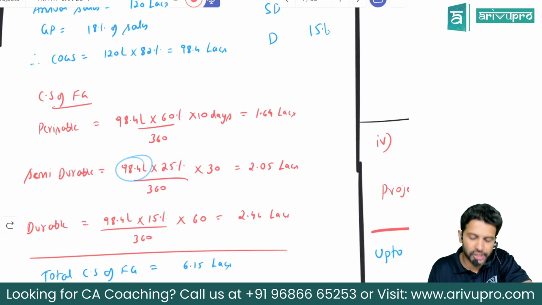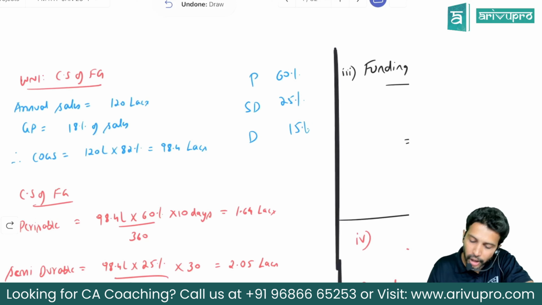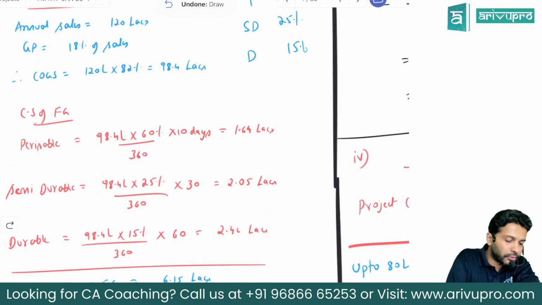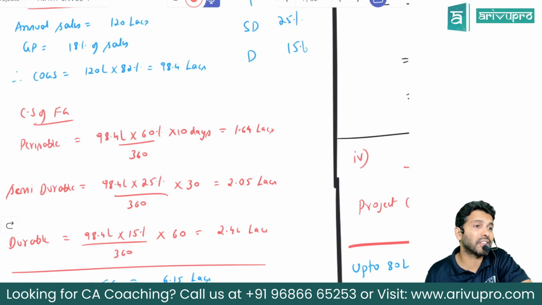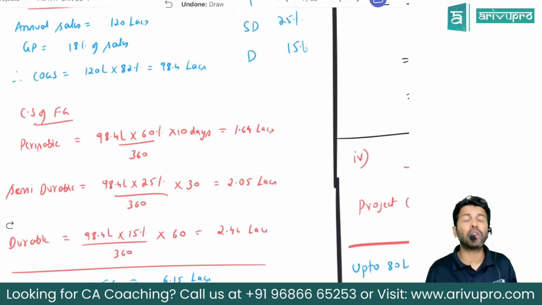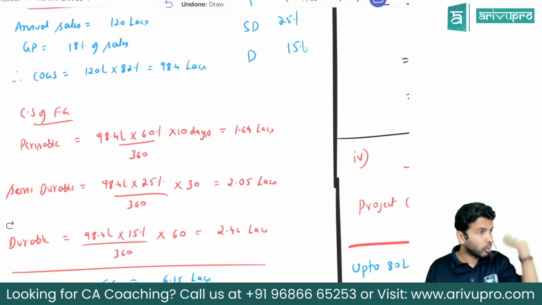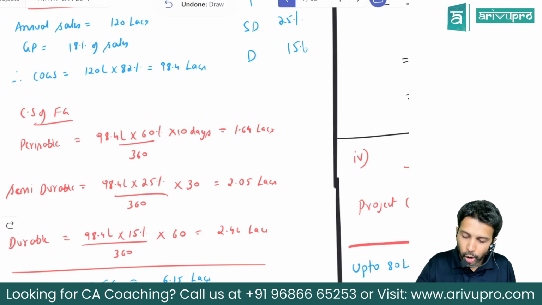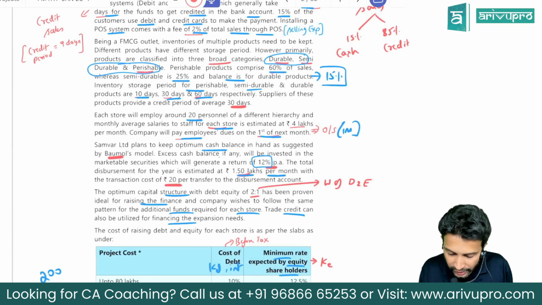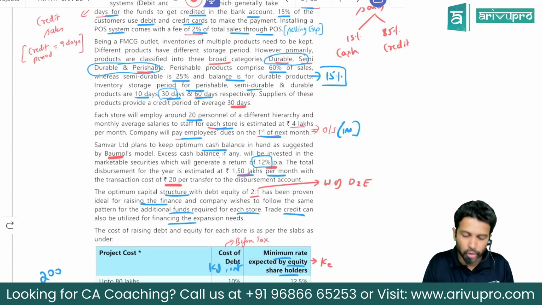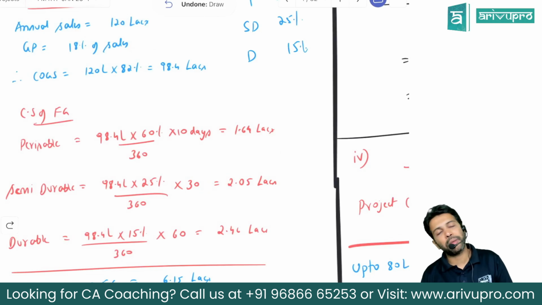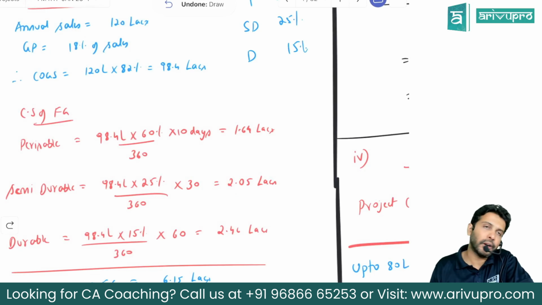What is the total COGS? 98.4 lakhs. How much constitutes semi-durable? 25%. So if you take 25% of 98.4, you'll get 24.6. The 24.6 is the total stock of semi-durable goods for the whole year, meaning it is for 360 days. How many days of semi-durable goods do we store on an average as inventory? 30 days. So multiply by 30 and you'll get the closing stock of semi-durable goods, which is 2.05 lakhs.